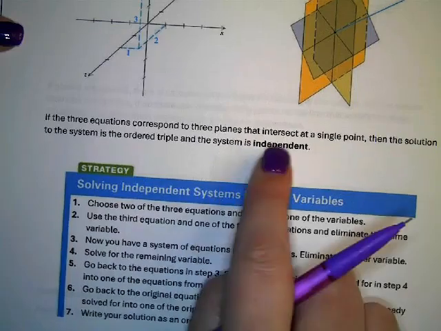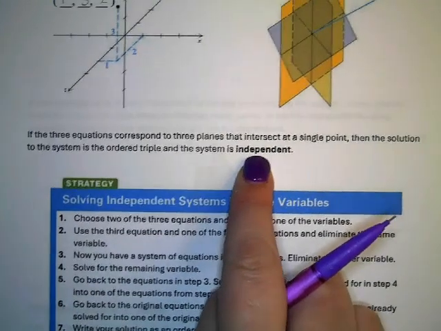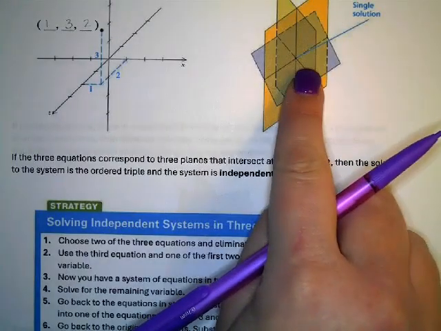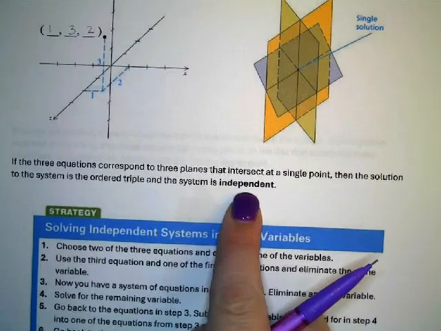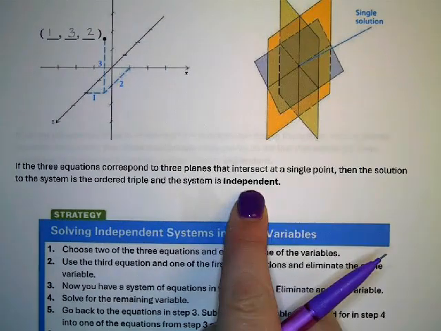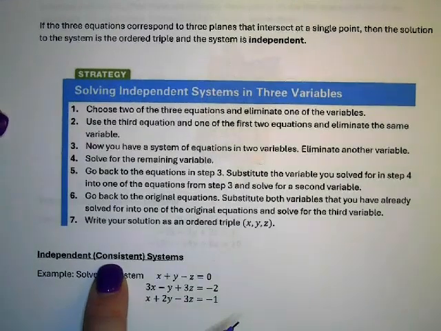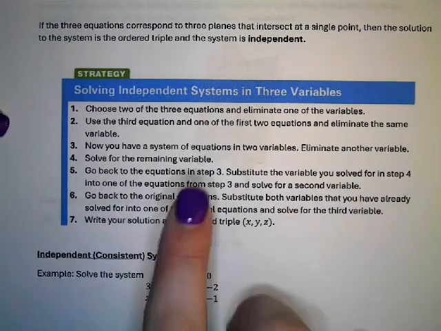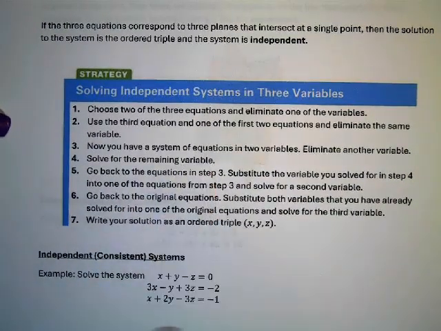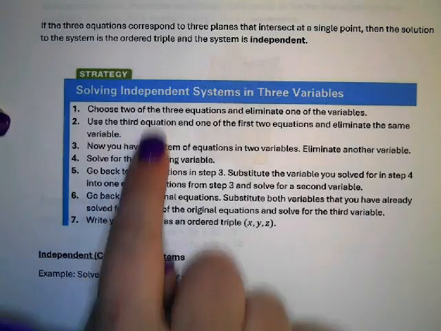And we would say that this is a consistent system if it has a solution. That's what consistent means, it has a solution, and independent if the solution it has is exactly one solution. So first we're going to be looking at independent consistent systems. This is going to be the most common type of solution that we find today.